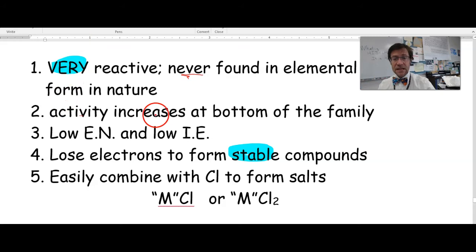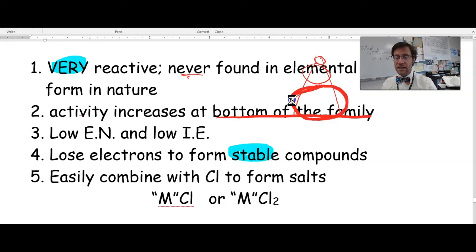And now the activity increases at the bottom of the family, because if you remember, atomic radius goes like this, right? We have small at the top, then it gets bigger and then bigger, kind of like a snowman. So at the bottom of the family, we're looking at a really big radius. Literally at the bottom of group 1 and 2, the electrons fall off. They can barely stay in elemental form, all by themselves. Does that make sense? And so when we say low electronegativity and low ionization energy, what I actually mean is that it's almost non-existent, like it's almost not even there.